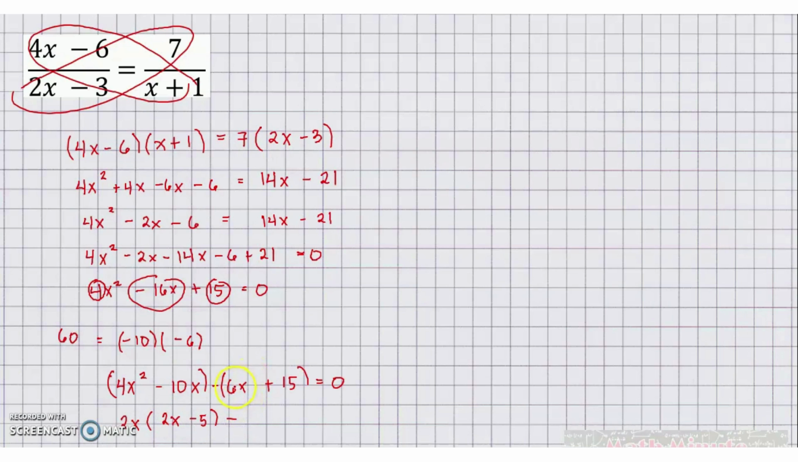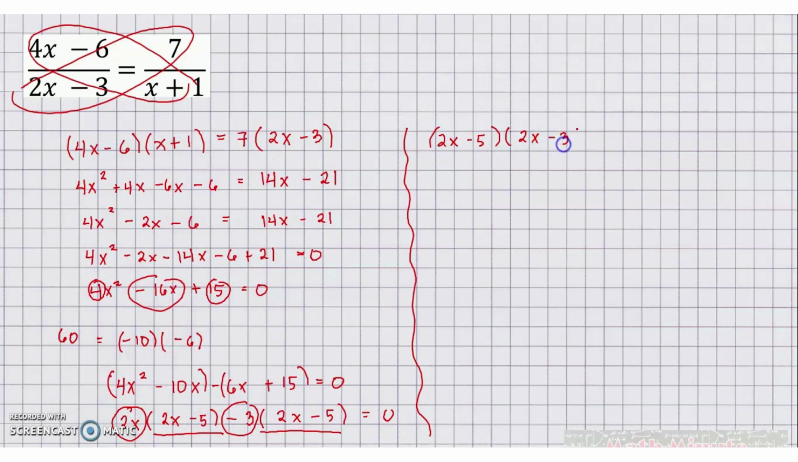minus the common factors of 6x and 15, that would be 3. So inside you will have 2x minus 5 is equal to 0. As you can see, we have here same factors, which is 2x minus 5. So what you're going to do is to write it as 1 only. So 2x minus 5. Then just copy this, 2x minus 3. So we will multiply it by 2x minus 3 is equal to 0. So you now have the factored form.